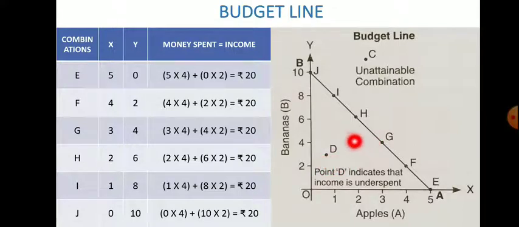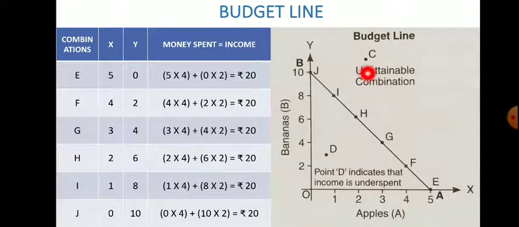Okay, so here as you can see, there is a point D. This point D the person can easily attain, and here the person has to spend less money. Here the person can spend only 5 to 6 rupees and get the things. At this time, it indicates that income is underspent. His income is 20, but he spent less than that. Okay, that can happen.